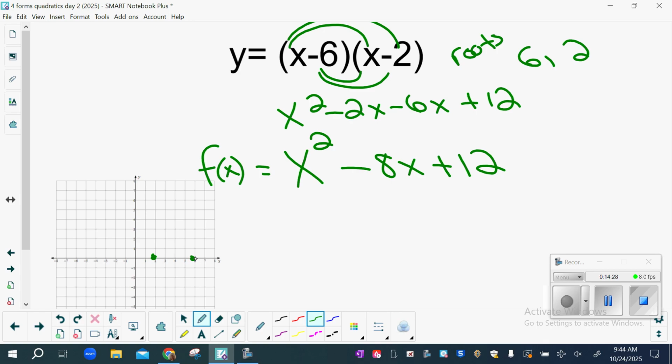Here we go. y - 12, x² - 8x. You should be fast at this now. 4 squared is 16. 16.